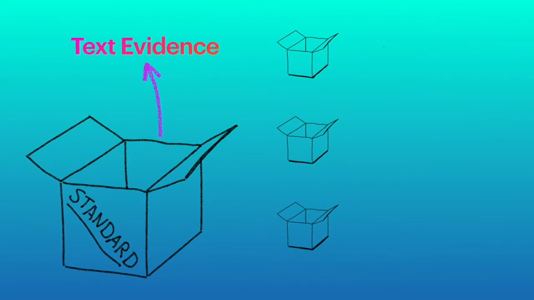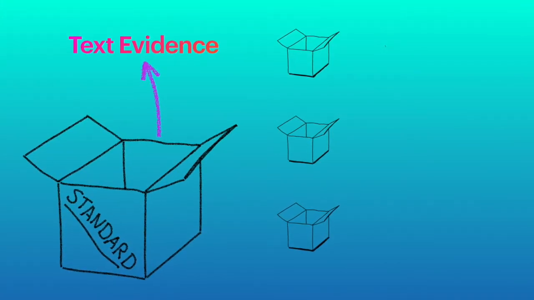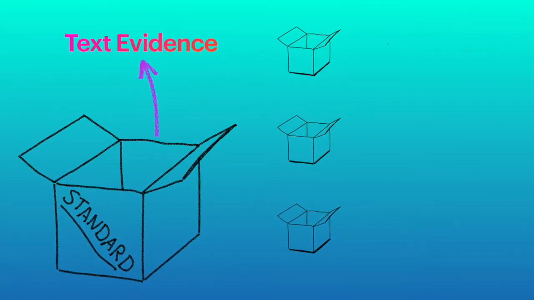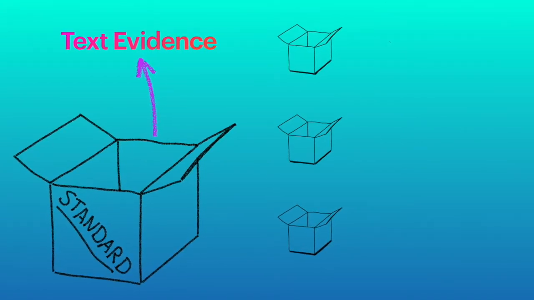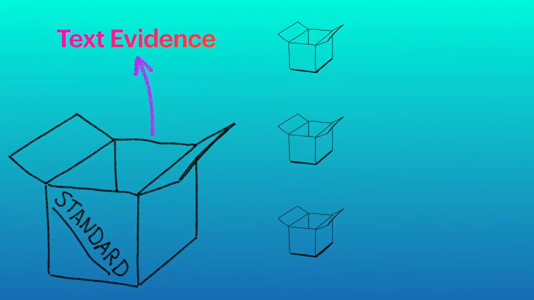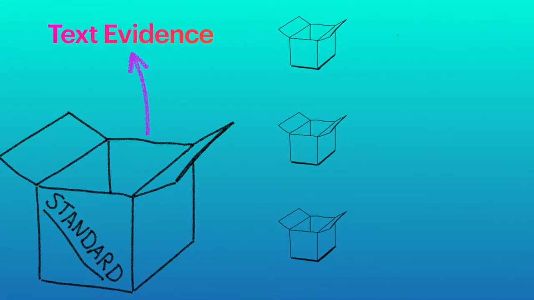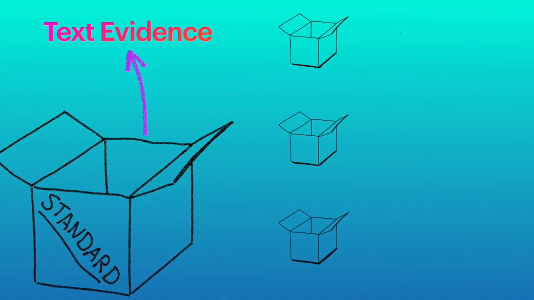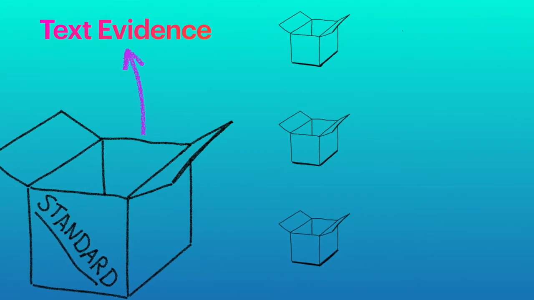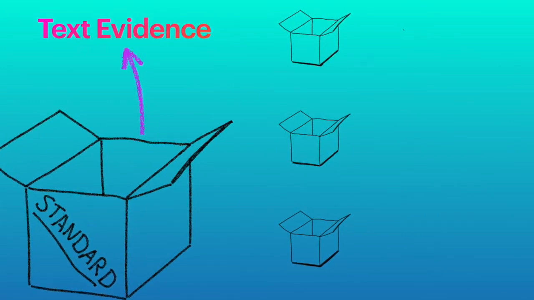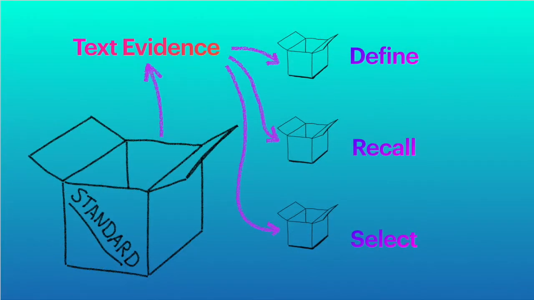Our team spent 35 more minutes discussing different nouns and verbs related to this standard. We found that when we pull a key concept like text evidence out of the standard, the questions that arise about the verbs are absolutely essential. Students will need to define what text evidence is as part of understanding it. They'll also need to recall it and select it as they transition from citing into summarizing.